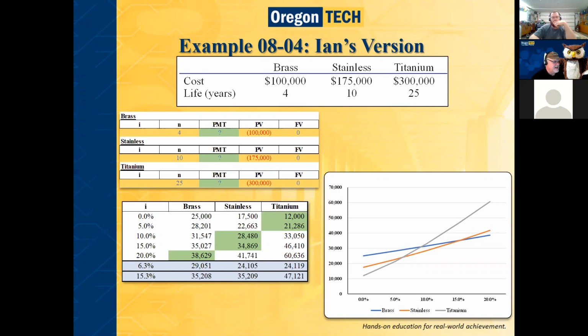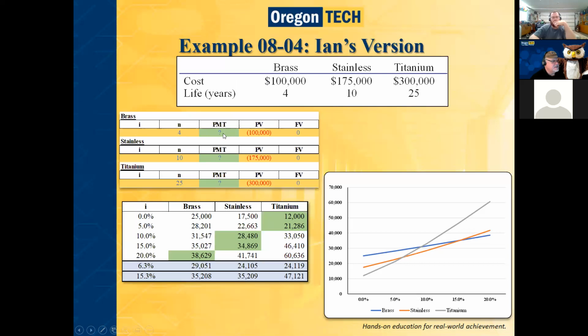Now this is a cost factor. They're trying to say, this is very similar to the last question, so we're dealing with costs. We're still going to talk about present values, but essentially what you're being asked is this: I've got brass, stainless, titanium, with initial costs, lives of 4 years, 10 years, 25 years. So you've got the three types of calculations the book likes to put it in.